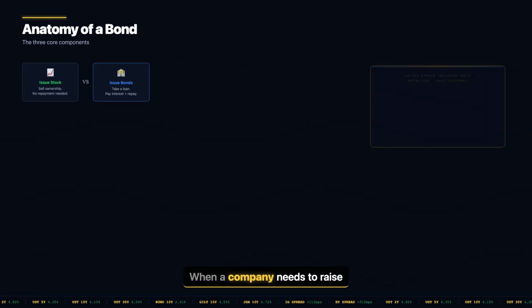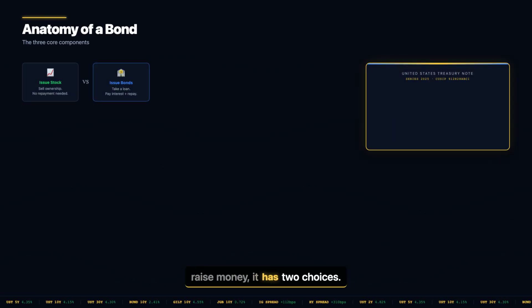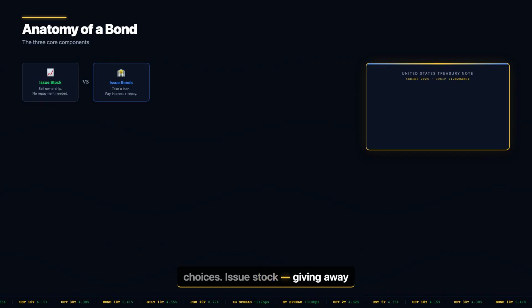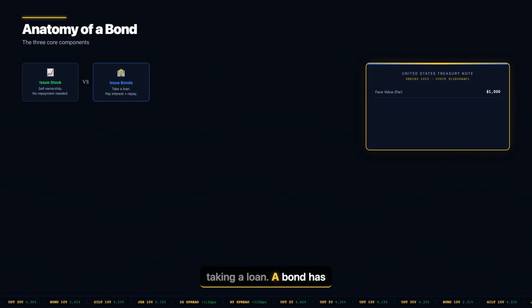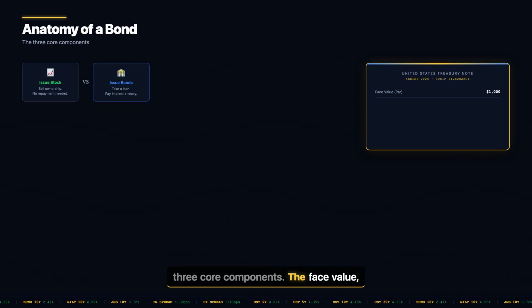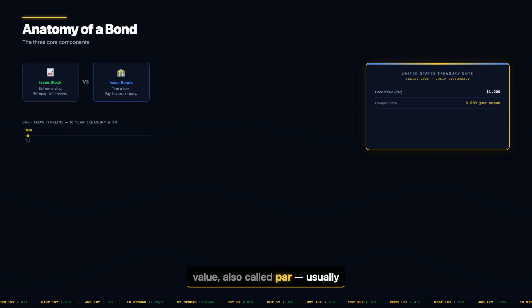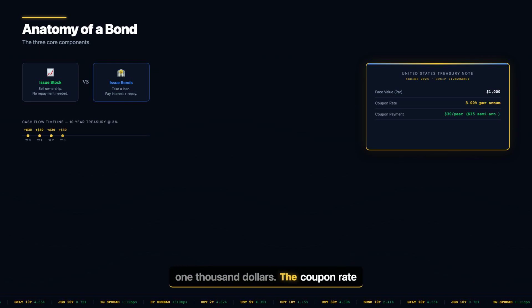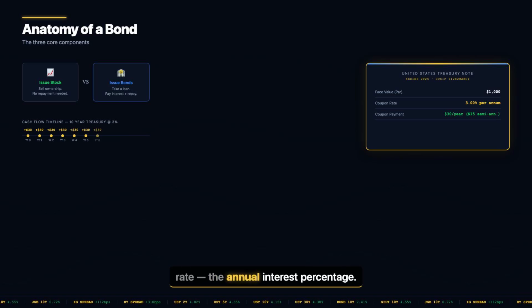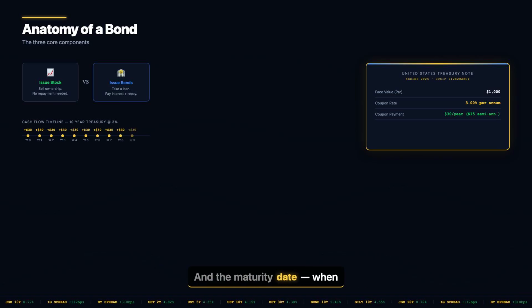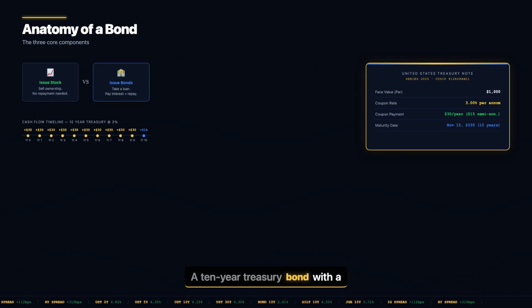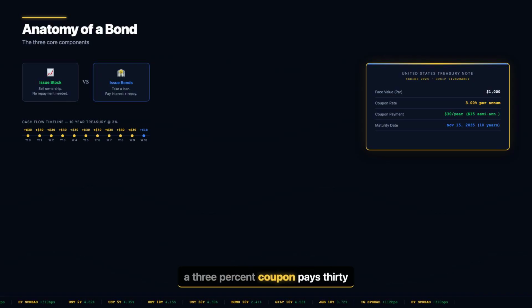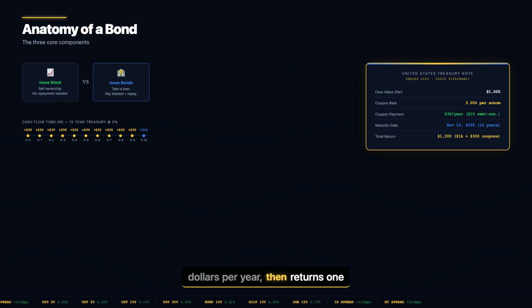When a company needs to raise money, it has two choices: issue stock, giving away ownership, or issue bonds, taking a loan. A bond has three core components: the face value, also called par, usually $1,000, the coupon rate, the annual interest percentage, and the maturity date, when you get your principal back. A 10-year treasury bond with a 3% coupon pays $30 per year, then returns $1,000 in year 10.